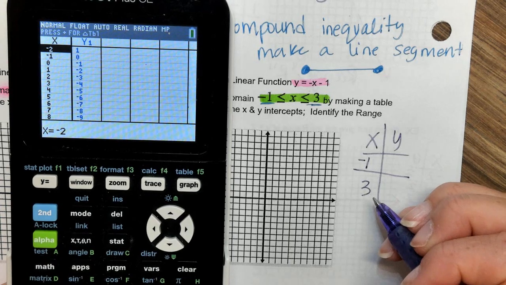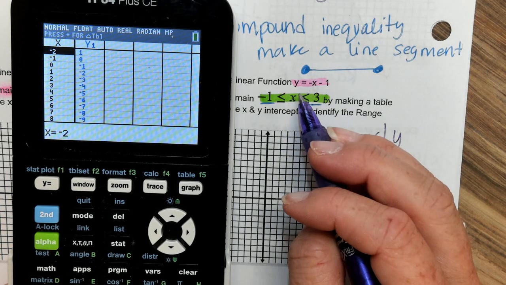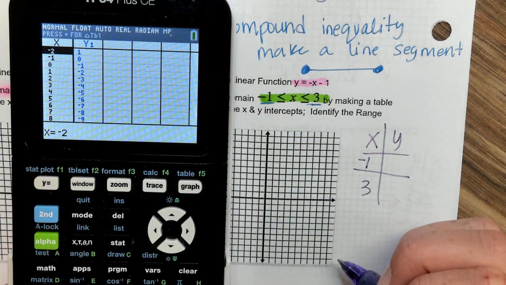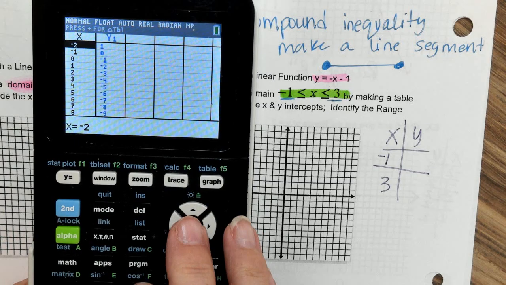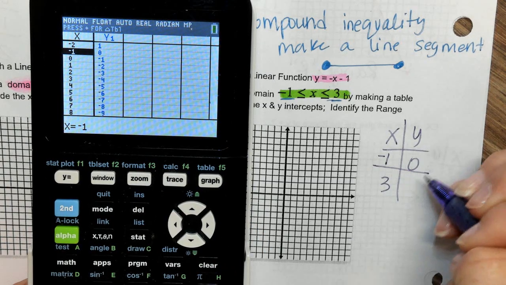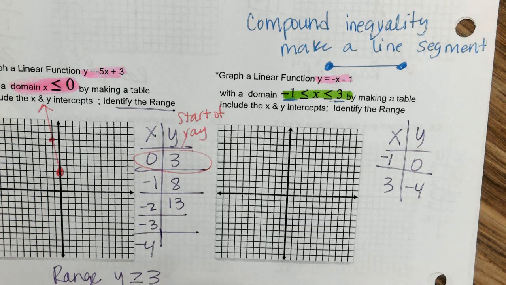What is my other x value going to be? 3. I can put all the x values between that, yes? I could put 0, 1, and 2, but do I need them? No. So when x is negative 1, y is? When x is 3, y is? All right, go graph those 2 dots.